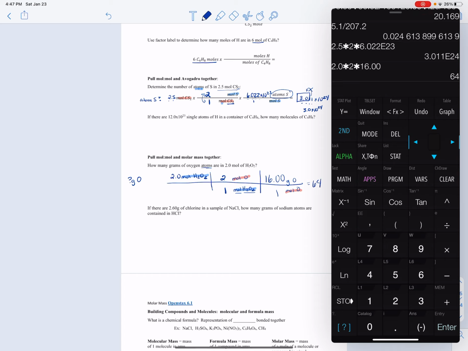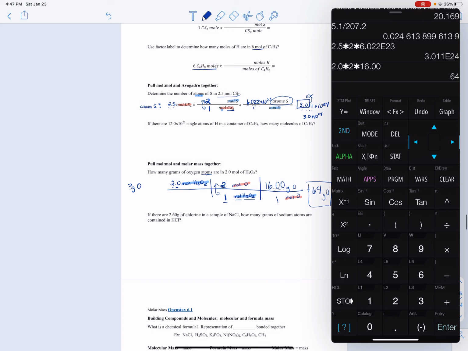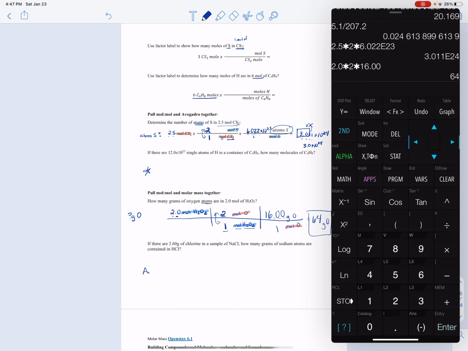Let's check my sig figs. 1, 2 sig figs. These ones don't count. They're exact because it's exactly that many moles and exactly that many moles. And this from the chart, and that's got 4 sig figs. So that is correct on my sig figs. So practice this problem and this problem.